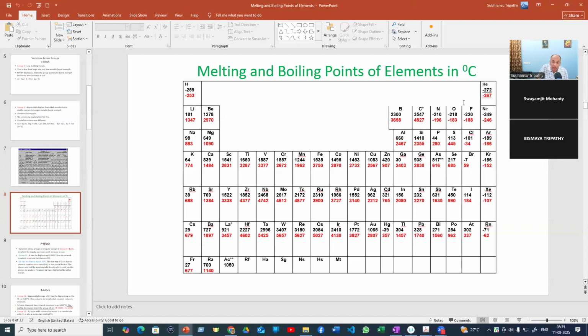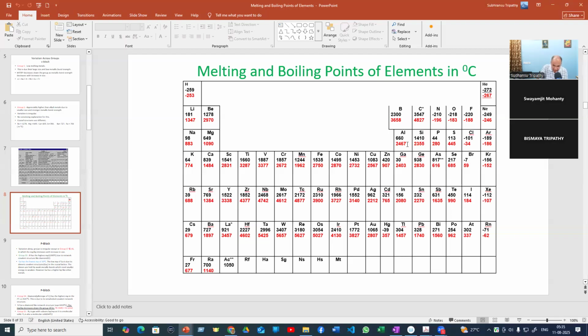And if you look at the non-metals, the difference is very small. Minus 218, minus 183. Say nitrogen minus 210, and the next minus 196. The difference is not much, 15 or 14. The reason I have told you.